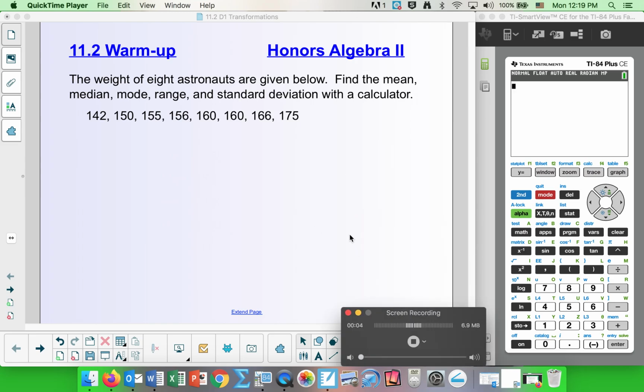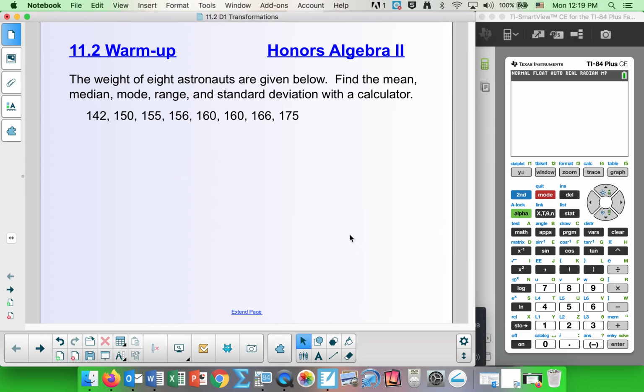Hey class, welcome to 11.2, transformations of data. I want to do a quick warm up to start. So I want to just find, with this data set, it's the weight of 8 astronauts here. Find the mean, median, mode, range, and standard deviation.